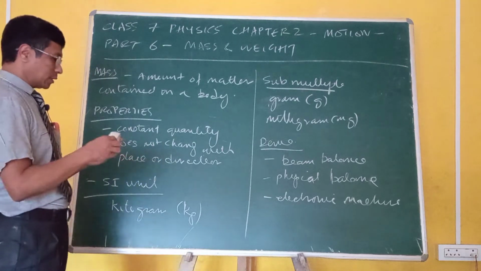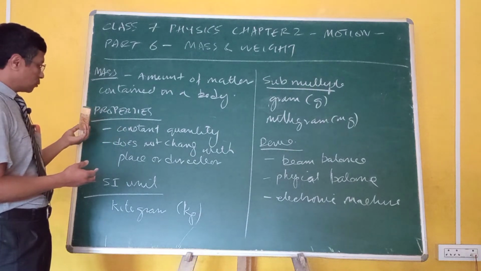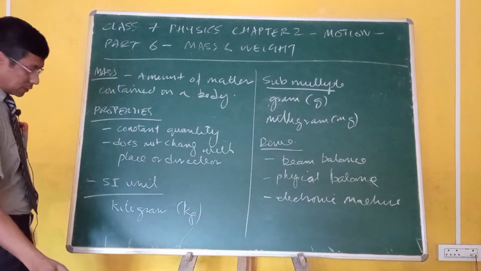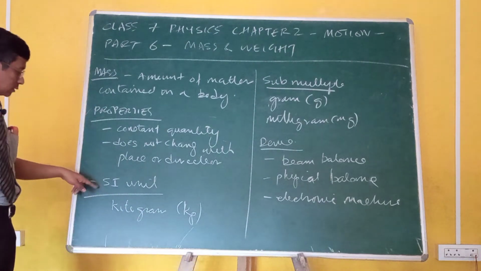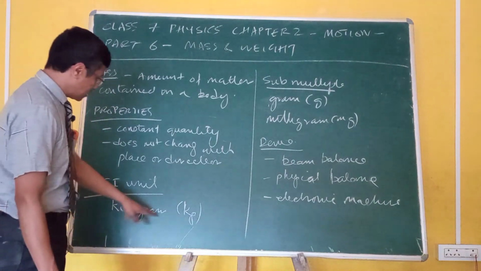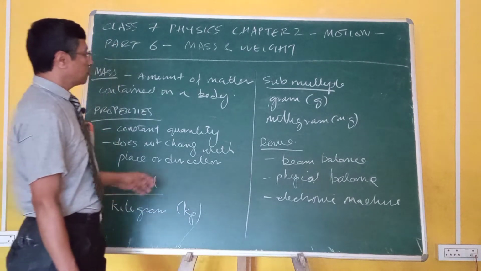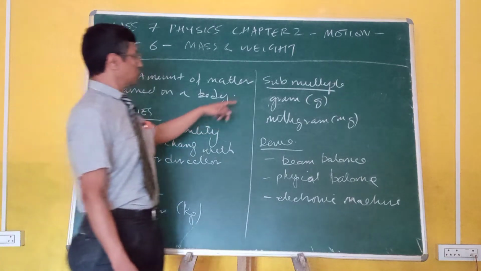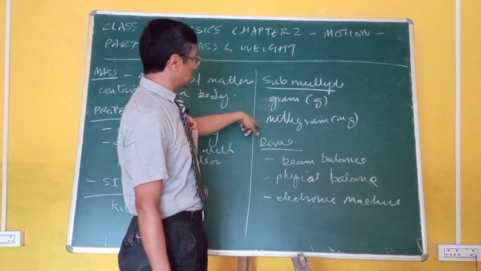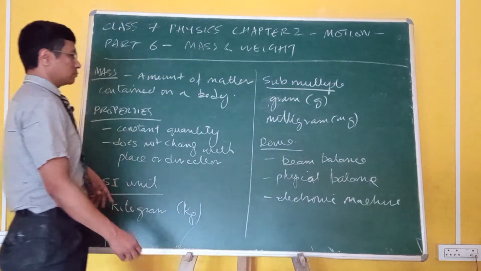So whether I throw it somewhere or place it somewhere, anywhere in the world or even in space, this is not going to change. The mass will remain the same. For measurement, the SI unit of mass is the kilogram, denoted by kg, small k and small g. If you want to measure smaller quantities of mass, we use submultiple units, which is the gram, denoted by small g, and even smaller than that we use the milligram, denoted by mg.